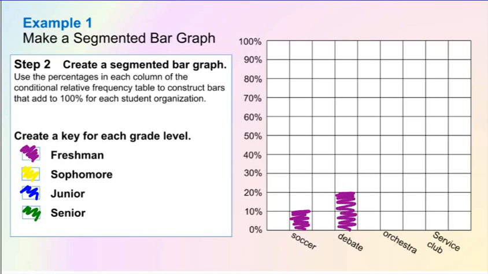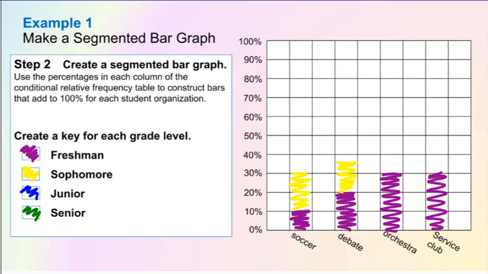Orchestra was 30%. And service club was also 30%. So that was freshmen. Sophomores, we had 20% soccer team. So each box is 10%. 15% was sophomore for debate. So that's half of 1 and 1 whole, so that's 15%.